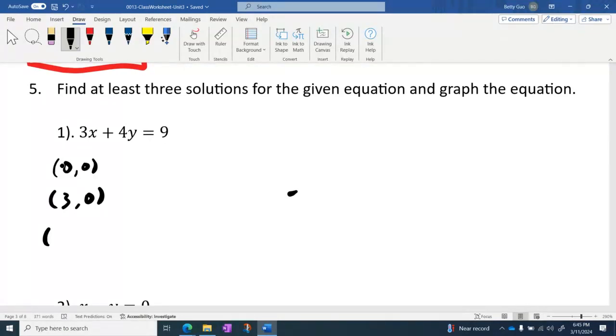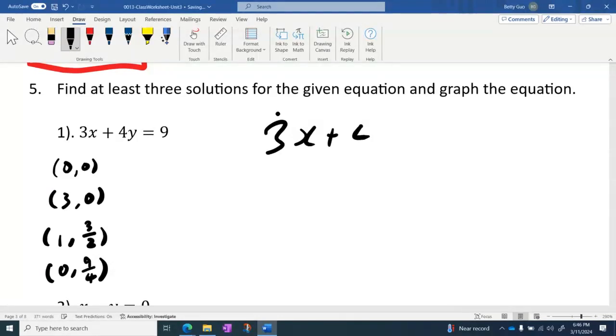If (1, 3/2) is a solution, and also help me out if (0, 9/4) is a solution. So I give you 4 ordered pairs. I want you to help me determine which of them are solutions and which of them are not solutions. Here the equation is 3x + 4y = 9. We want to determine which of them are solutions of the equation.